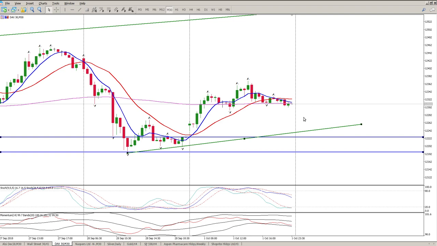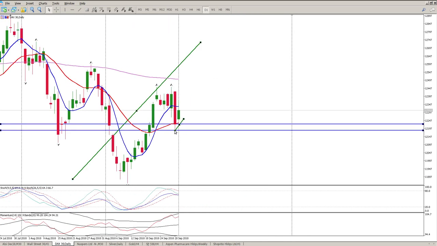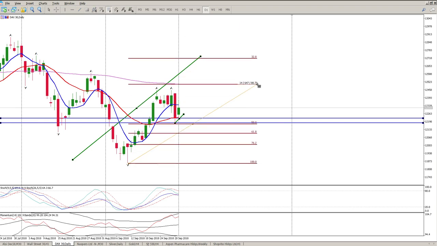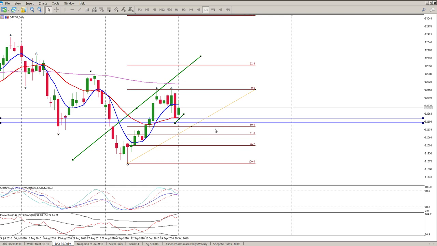If we do get a sell-off below 12,185, and I doubt we're going to get that today, but if it does happen this week, then you can expect further downside, pretty much all the way down to, well, probably the Fibonacci would be the best way to do it. So the 50% Fibonacci, then the 61.8, and then the 76.2.